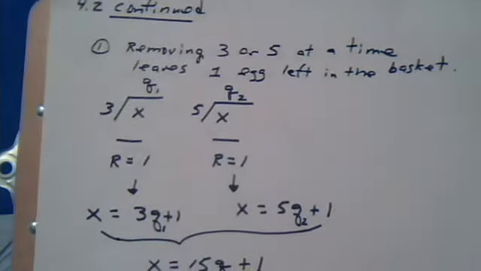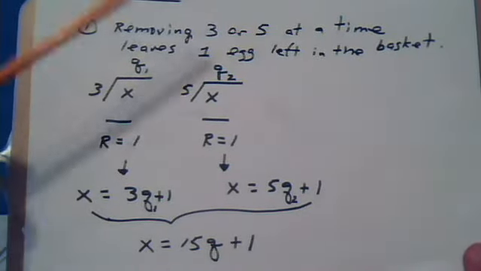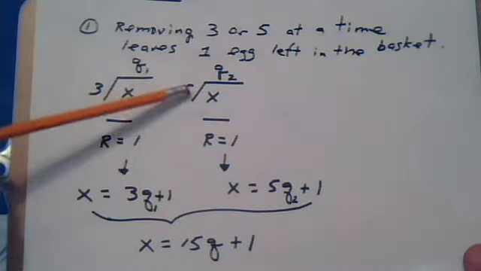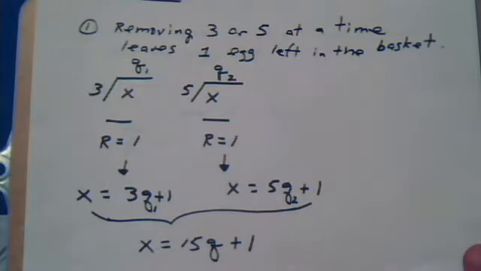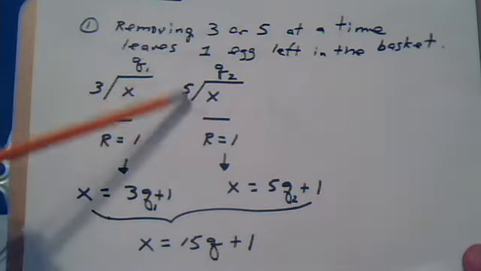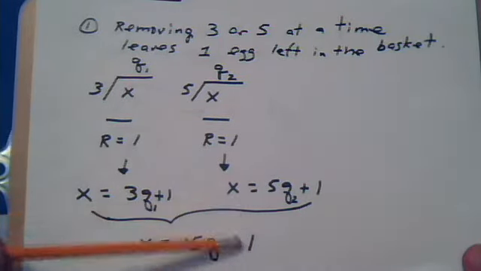So going back to our word problem, if you remove 3 or 5 eggs at a time, that means you're going to divide by 3 or 5. That would be the same thing as dividing by 15. 3 times 5 is 15. You still get a remainder of 1.